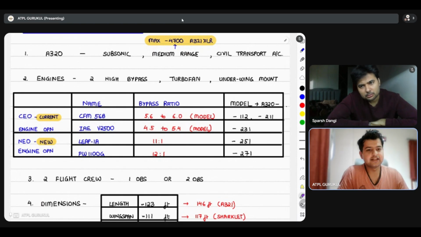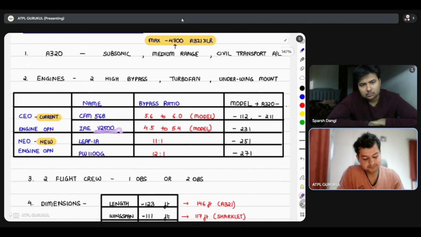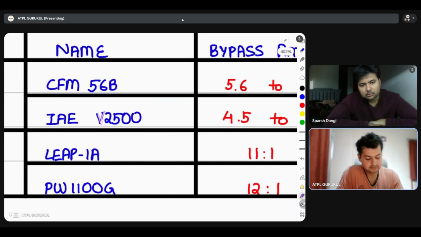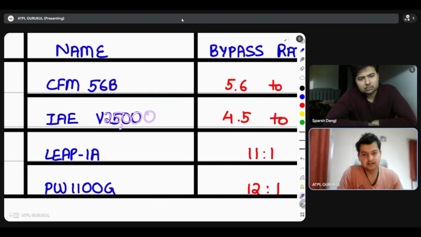IAE stands for International Aero Engines. V2500 was the model name. V is just a model name. 2500 means it delivered this many pounds of thrust. That is why it was called V2500.